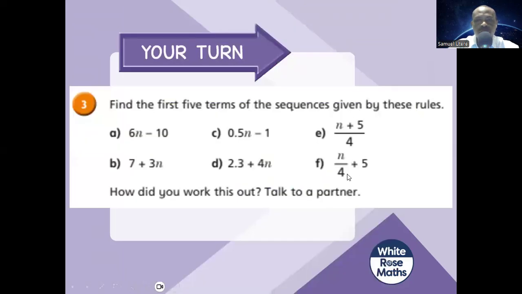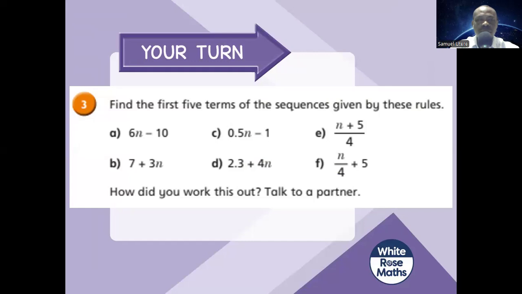Okay, here is question 3. You can pause the video and answer question 3 in 5 minutes, or you can work at your own pace. You can take longer.